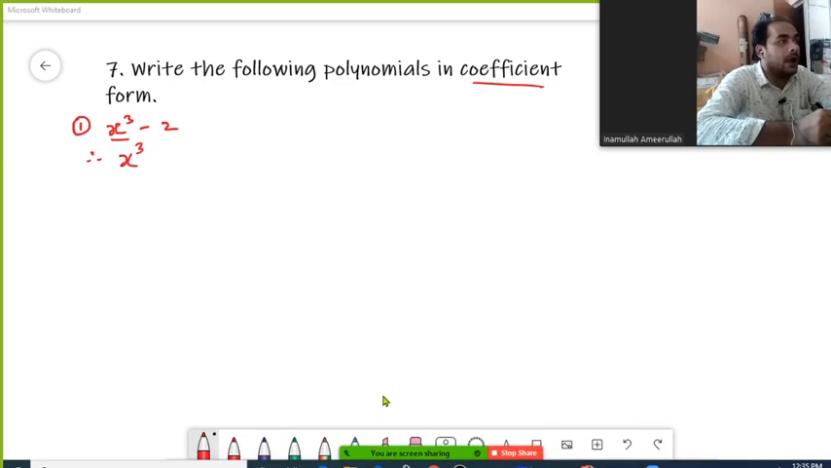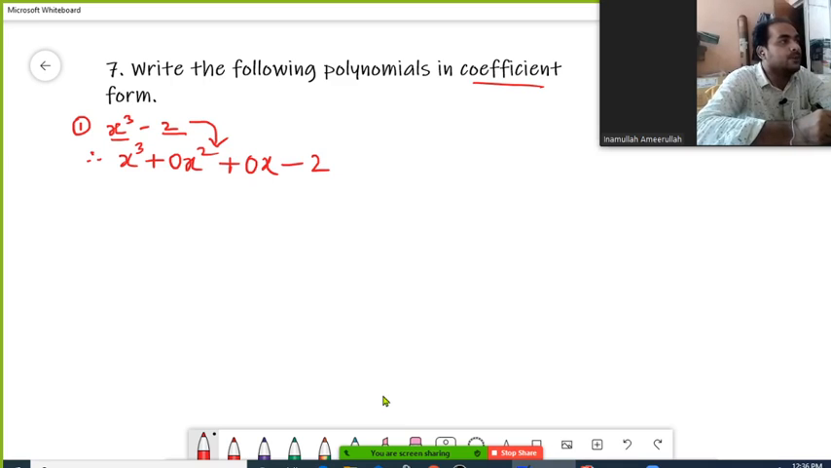Then after cube it should be square, but there is no square in the given polynomial. So here I'll add plus 0x square. Then after square we need degree 1. So there is no power 1, so I'll take 0x which has power 1. And then we need power 0. So this 2 has power 0, so I'll take minus 2. So this equation can be written in this way in proper standard form.